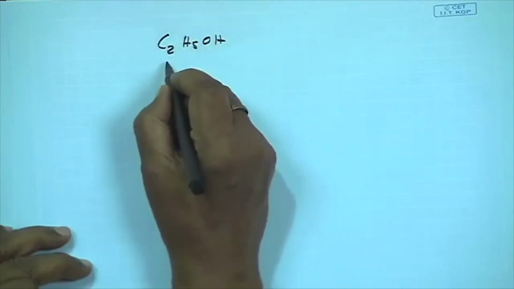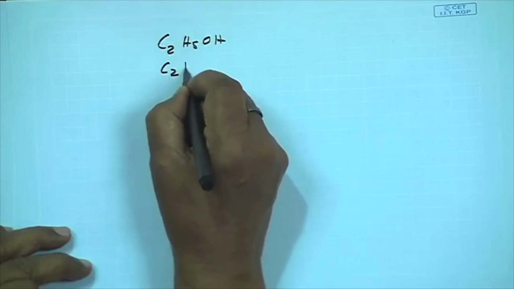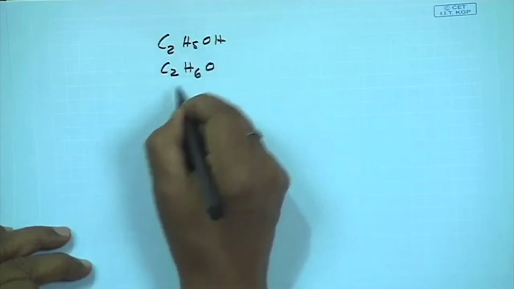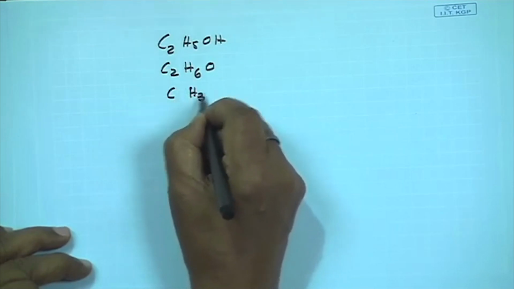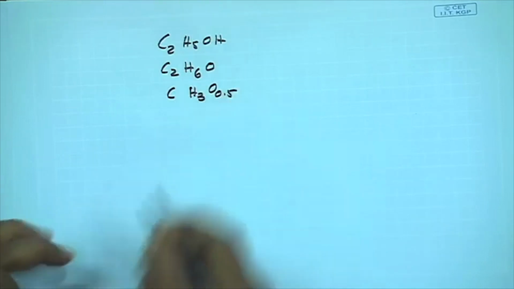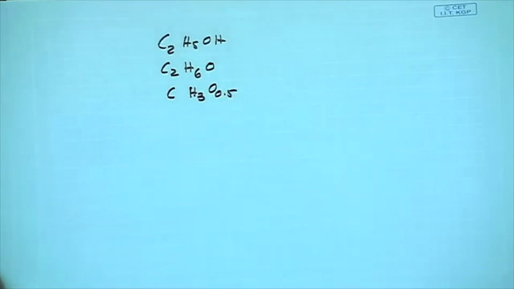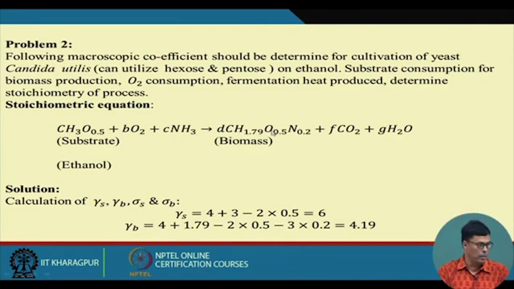Now if you write the empirical formula as C2H6O, and write it per gram atom carbon, it is like CH3O0.5. So this is per gram atom carbon. This is exactly what we have written. This is ethanol. Then B moles of oxygen and C moles of ammonia react, and in combination they form D moles of biomass per gram atom, then F carbon dioxide and G water.